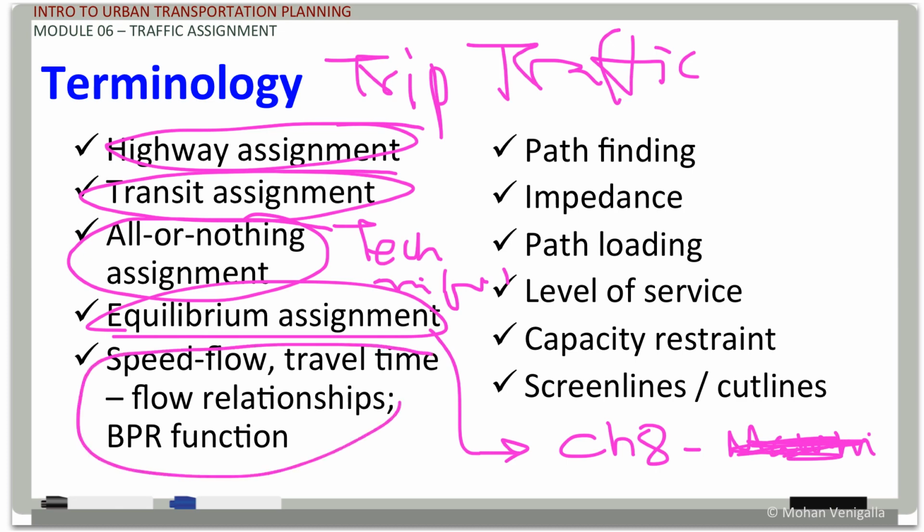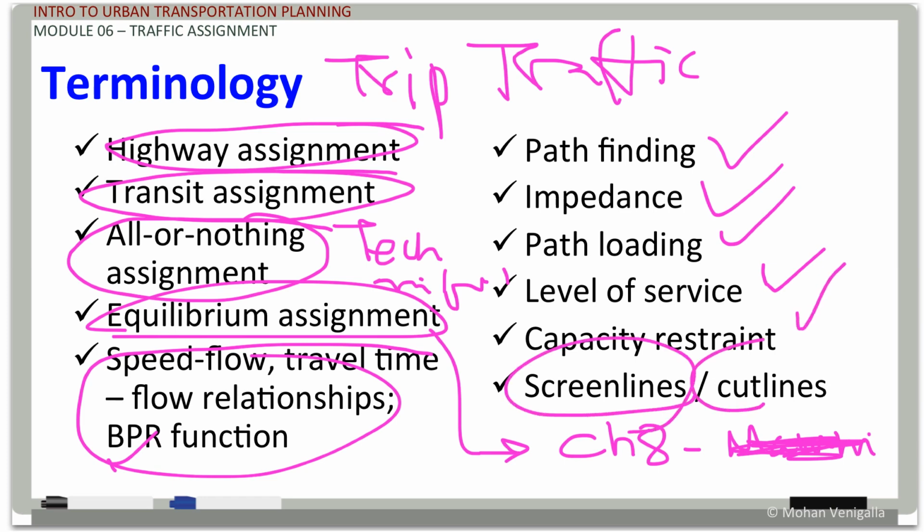We will have the speed-flow, travel time-flow relationships, and the brief BPR function. So we will learn about path finding, impedance, path loading, level of service. You know already, capacity restraints, key screen lines, and cut lines. We can introduce them here or in module 8. It's better talked about in module 8.